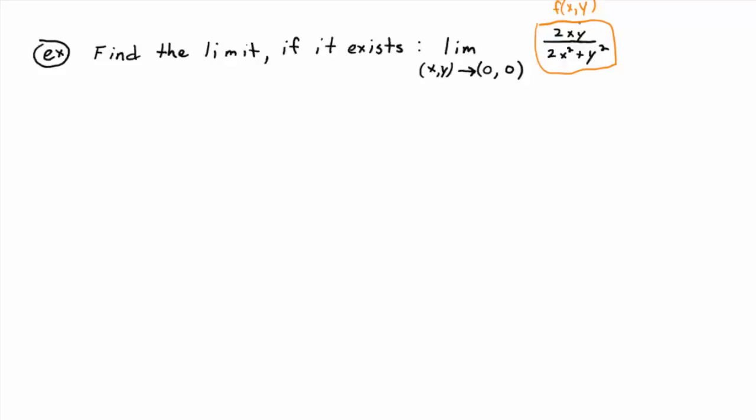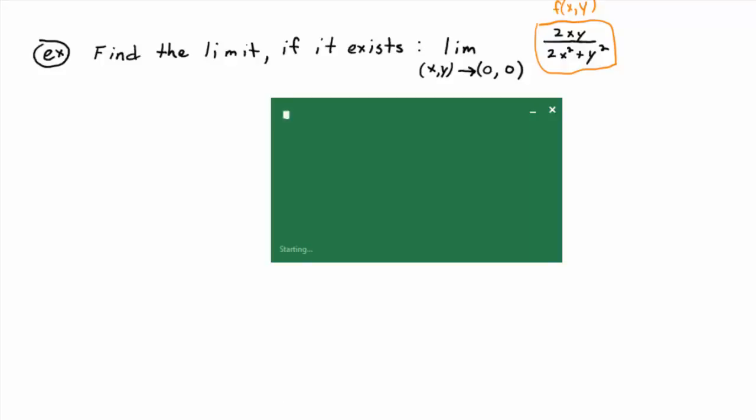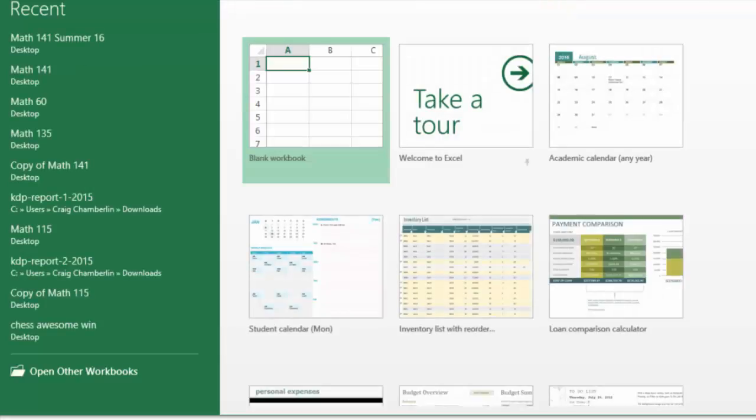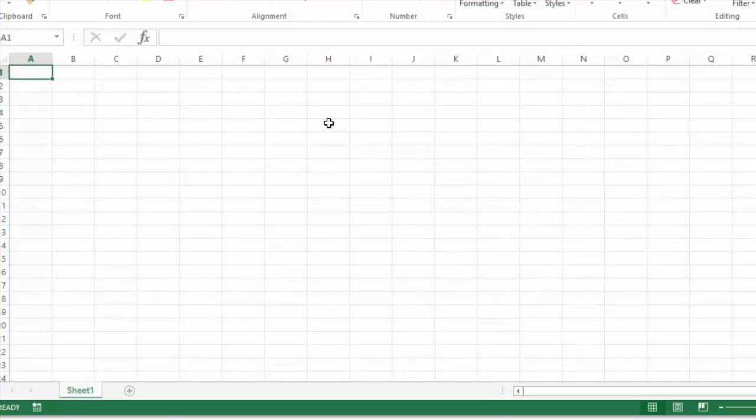So how do we show it doesn't exist or it does exist? One thing you can do to get a feel for whether or not it exists is you can look at a table. I'm going to show you on Excel how to create a table of values when you have two inputs. To create a table with two inputs, one way to do it in Excel is, and don't ask me why this works, I don't know why, I just know how to do it.